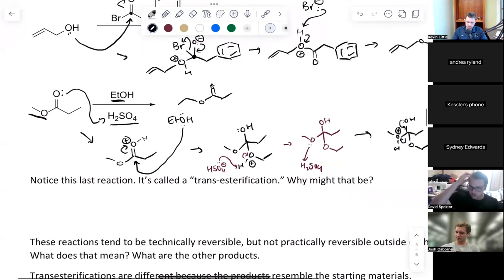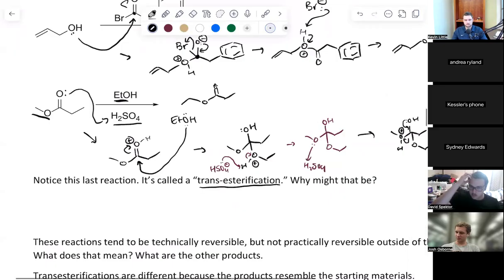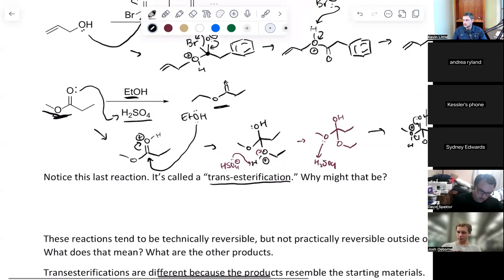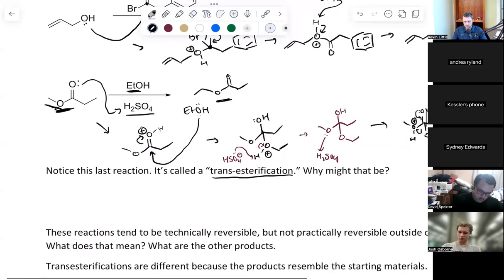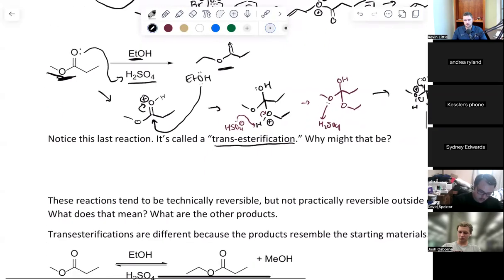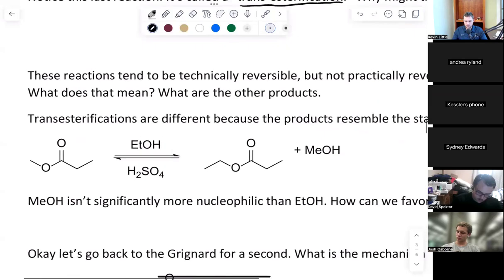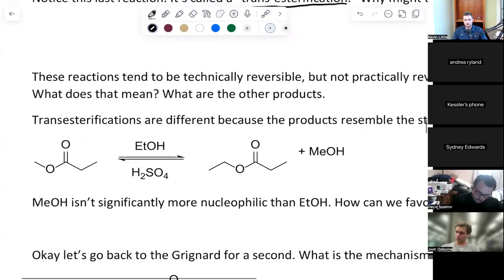First of all, this reaction is called a transesterification. Why is that? What does that mean? It means we're going from one ester to a different ester, right? We've changed esters. Transesterification. This is one of the few times we get to use a reaction name that actually describes what's happening. So that reaction above, if I balance it out, looks like this.